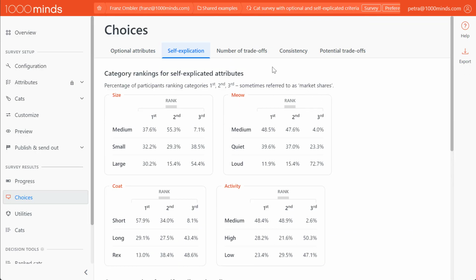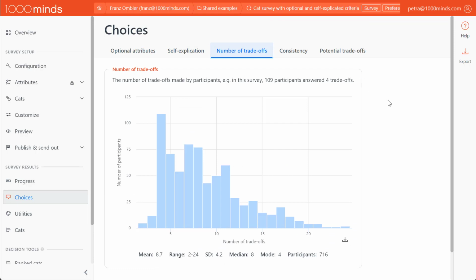Next, let's look at our trade-off statistics. On the Number of Trade-offs page, we see a chart showing the distribution of the number of trade-offs that participants had to make in order to complete the survey. This can give us an idea of how long the survey was for people.